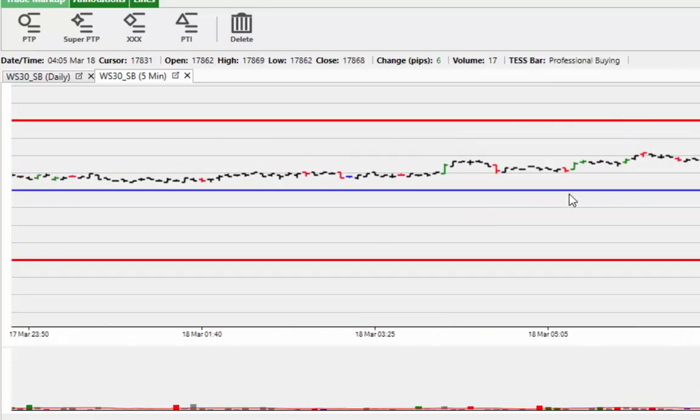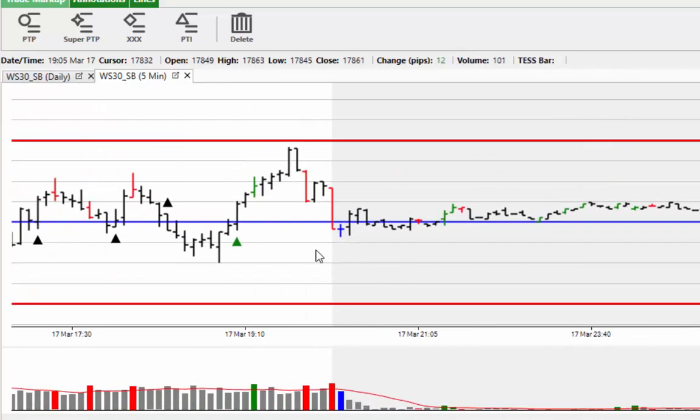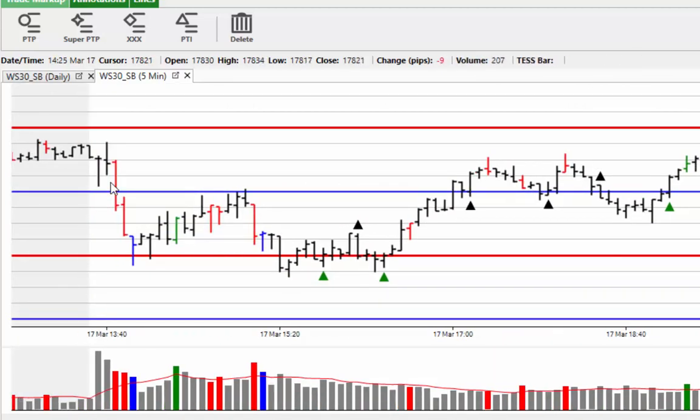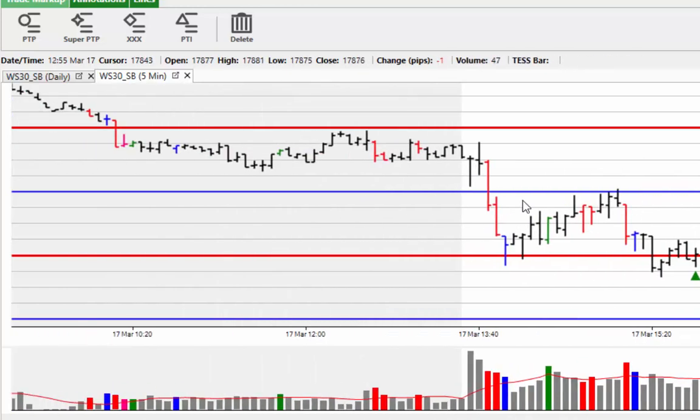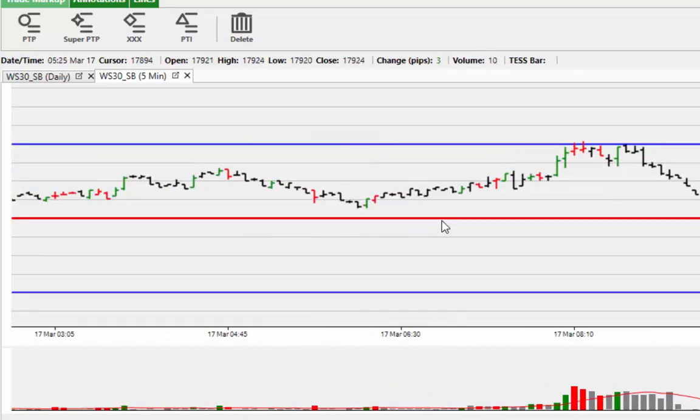But as I've said all the way through, these lines are extremely powerful, and you can see where the market's trading to, where it's holding, and then the effects after. Of course, as with all of these things, you still need the momentum to move the markets.